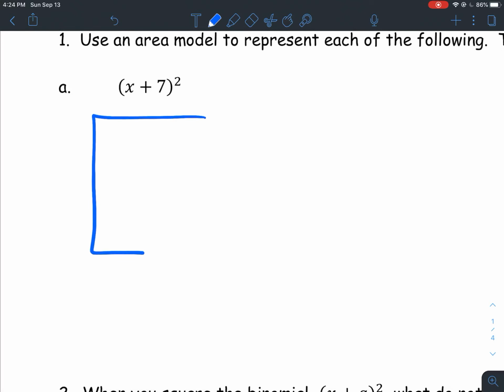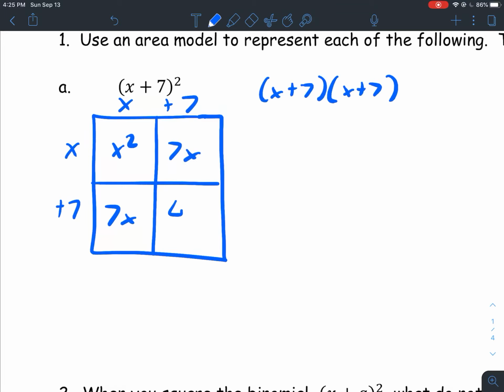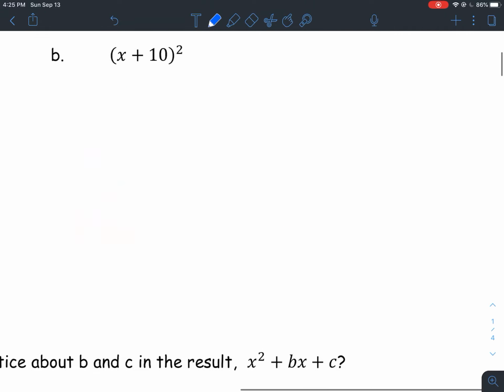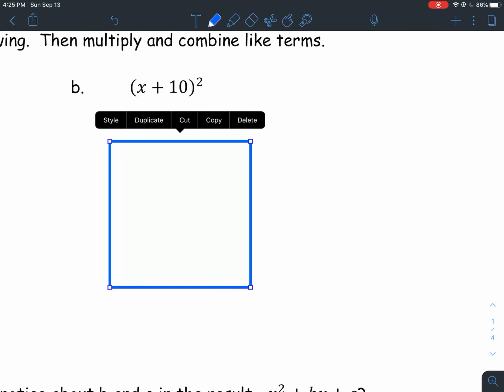For number 1, it says use the area model to represent each of the following, then multiply and combine like terms. So we're going to use that area model that we learned. Draw on our boxes. Notice how it's x plus 7 squared, which is the same as x plus 7 times x plus 7, so that's why I'm writing it twice. We multiply, we get x squared, 7x, and 49. Then we're going to combine like terms, so we get x squared plus 14x plus 49.